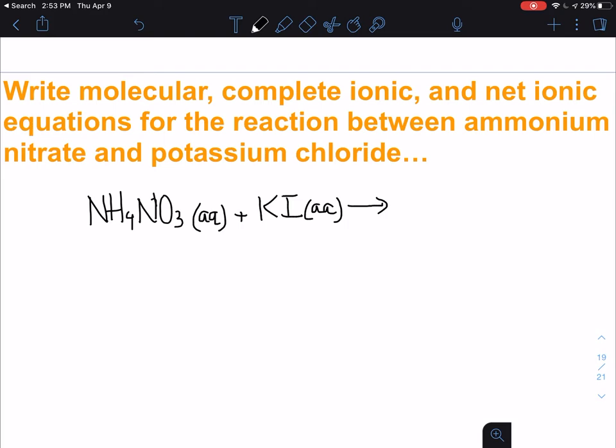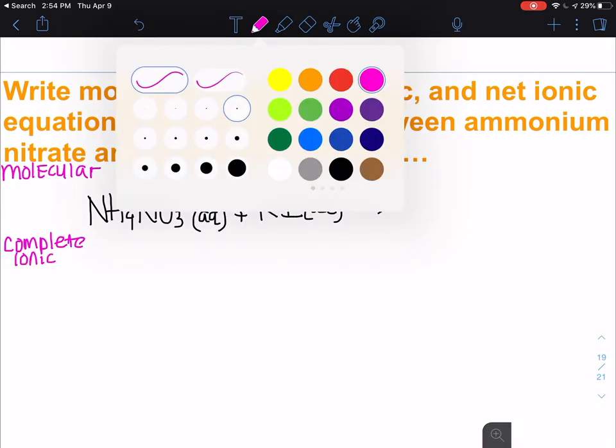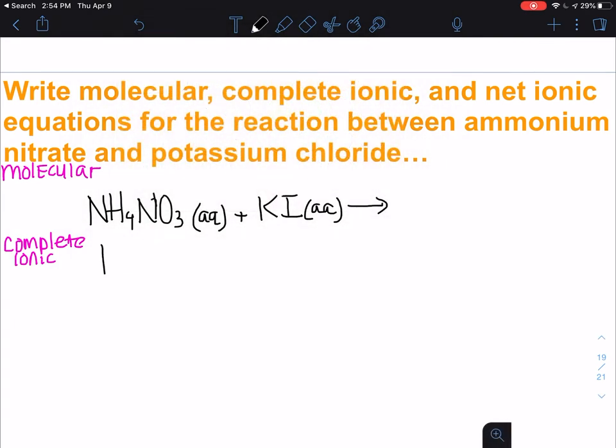Before I finish my molecular, I'm going to begin the complete ionic by breaking everything up. So NH4 plus, comma, NO3 minus, plus K plus, plus I minus. Again, I can break these up because they're all soluble. They're all aqueous solutions. Oops, sorry about that.